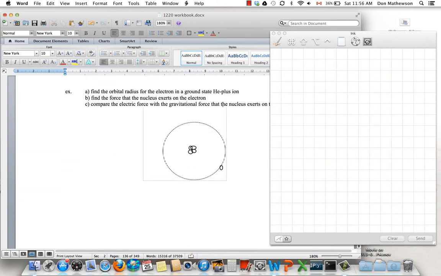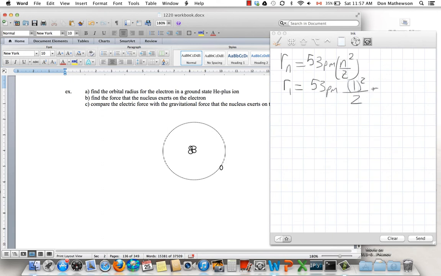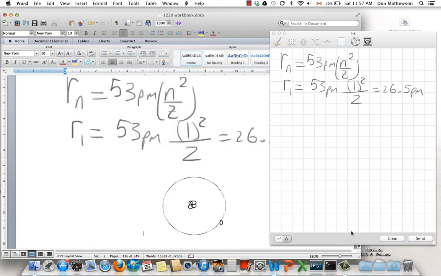Okay, so an example, a helium ion. So we want to first figure out what the radius is, and we can do that using the Bohr model. We know that the radius of the nth orbit energy level is 53 picometers times n squared over Z. So r1, the ground state for helium, the atomic number is 2, and the ground state will be 1, so this gives 53 over 2. This gives 26.5 picometers for that orbital radius.